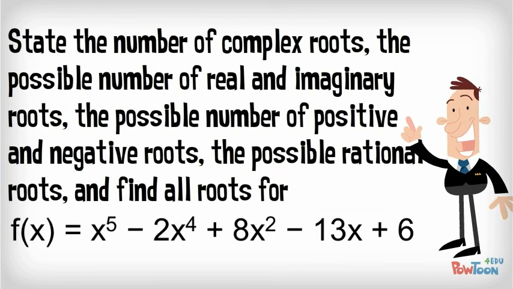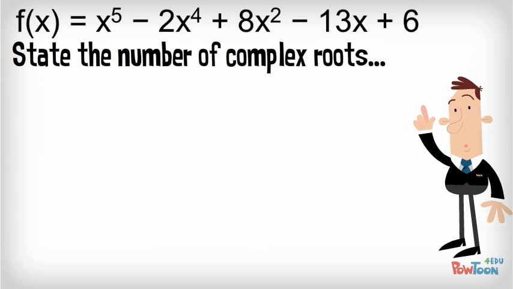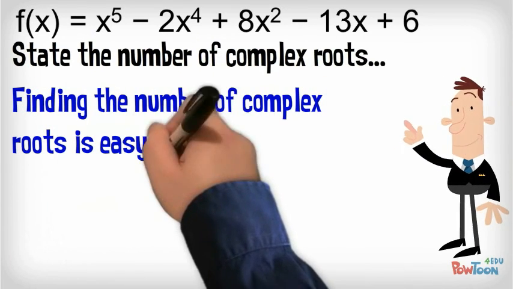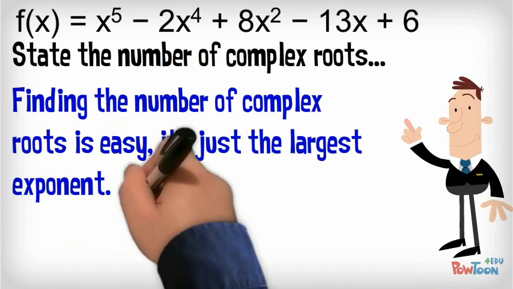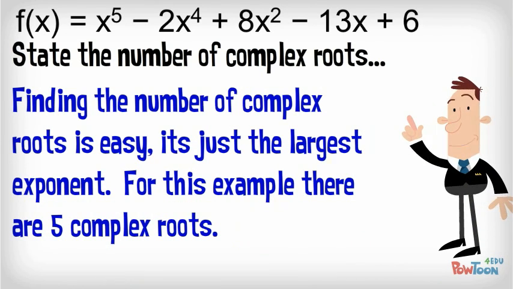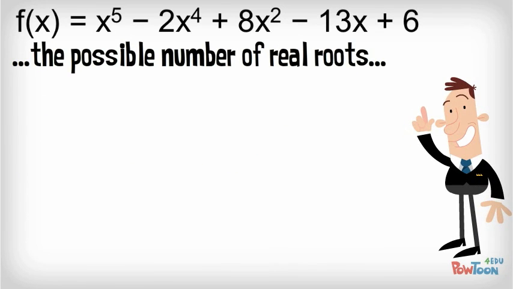What is a complex root? Well, that is just basically any kind of root. So a complex root could include imaginary roots, irrational roots, real roots, but it's real simple. Whatever the biggest exponent is, that's how many complex roots there are. Since this one has a 5, there are 5 complex roots.